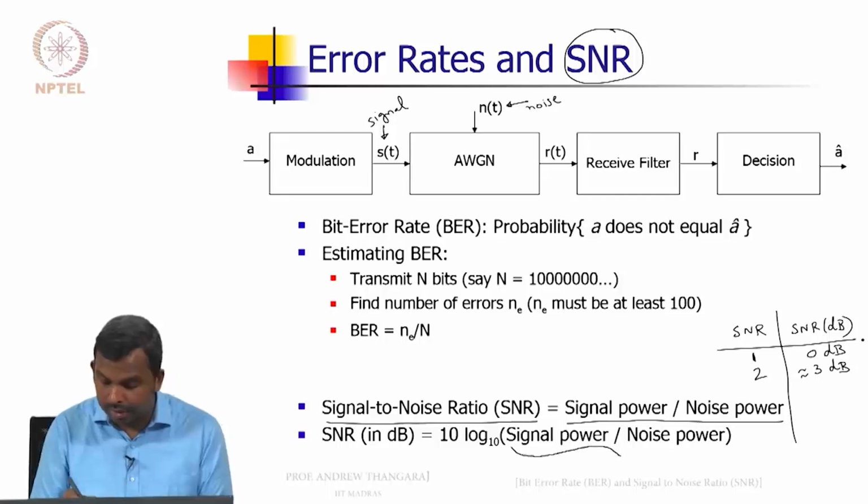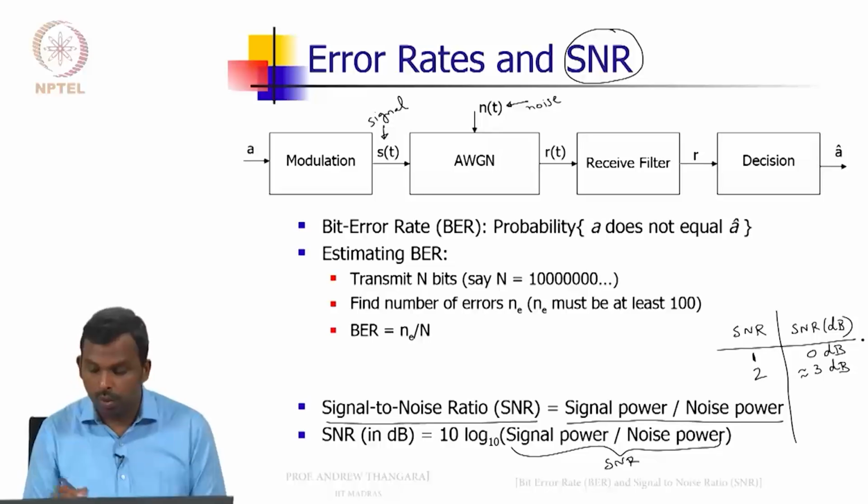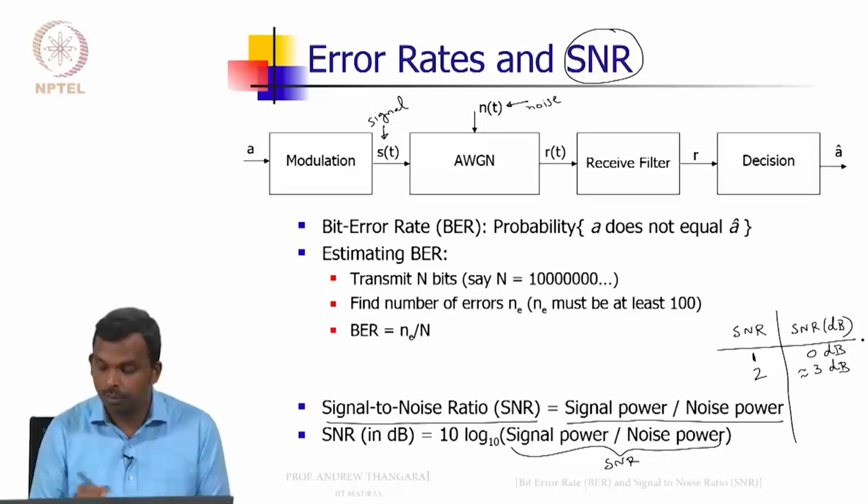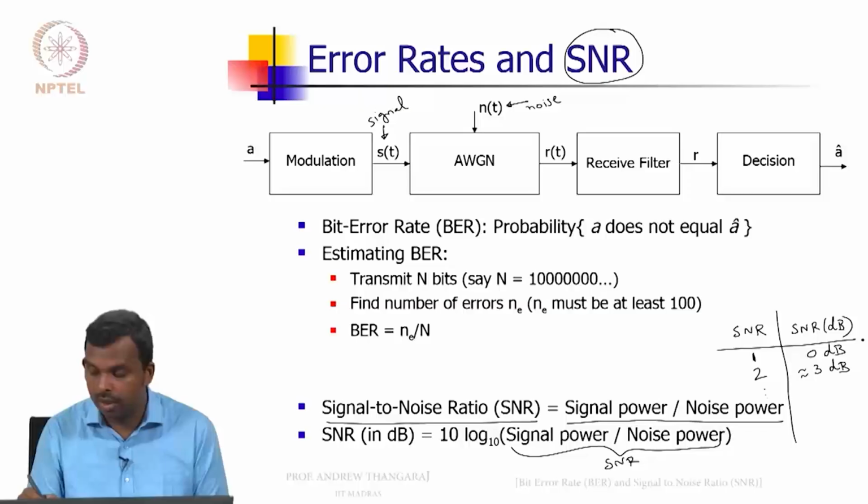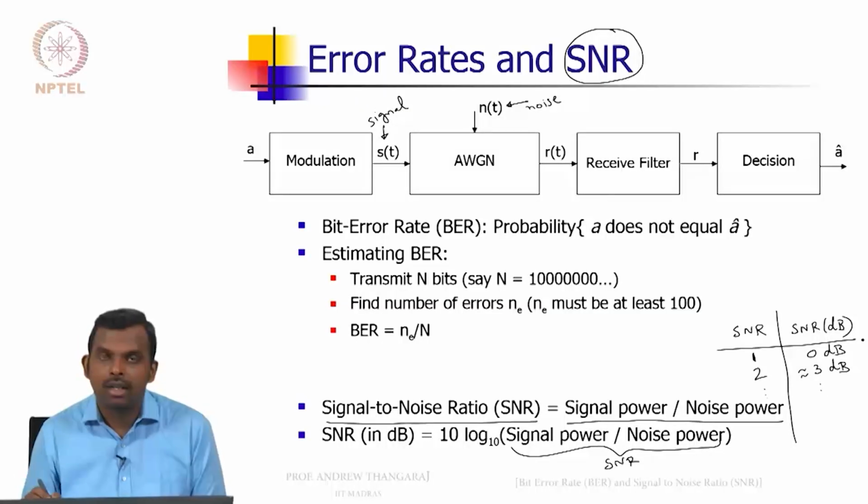Remember this is the actual SNR. You put 1 here, log 1 base 10 is 0, so you get 0 dB. If you put 2 here, log 2 base 10 is around 0.3, so you get 3 dB, and so on. You can put any other value here, and you will get something in dB. This 2 to 3 is a good number to remember. SNR of 2 corresponds to 3 dB. It is one of those things to remember.